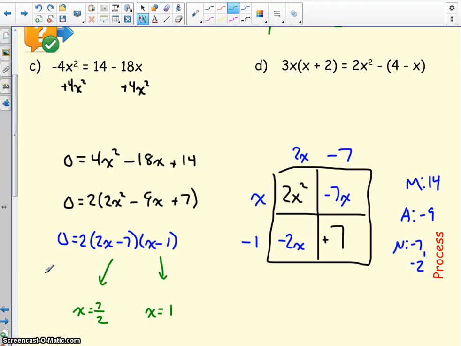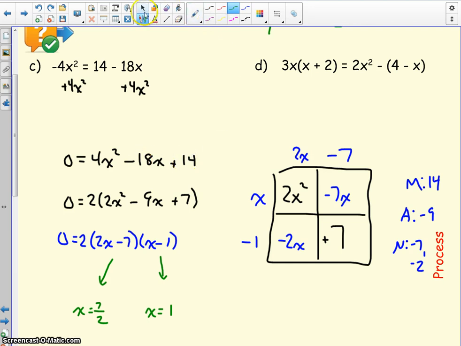Okay, so for starters, you can look at your answer for C. So what I did is I moved everything over to one side of the equal sign so I could have 0. You'll notice here I have both an x squared and an x term, so I can't just rearrange the equation to solve for x. So I put everything over on one side and wrote it in standard form. So I'd have 4x squared minus 18x plus 14.